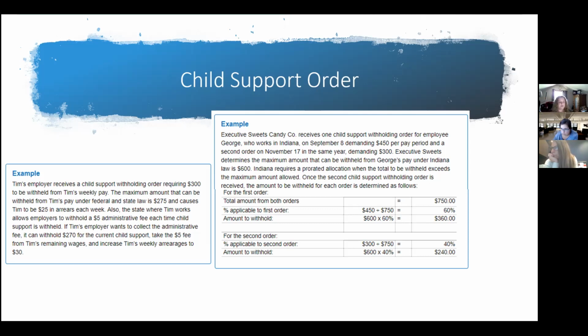or $360. And then for the second, it's going to be the remaining 40%. So 600 times 40% is 240. If you add those together, you get the full 600 max for that calculation.